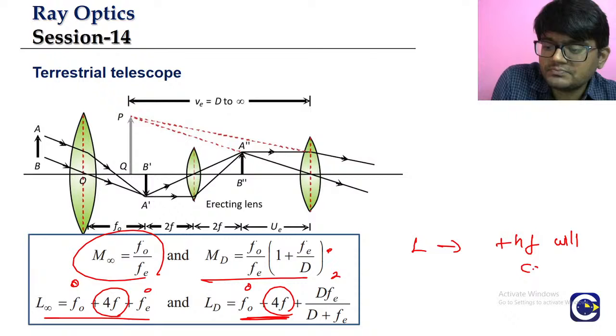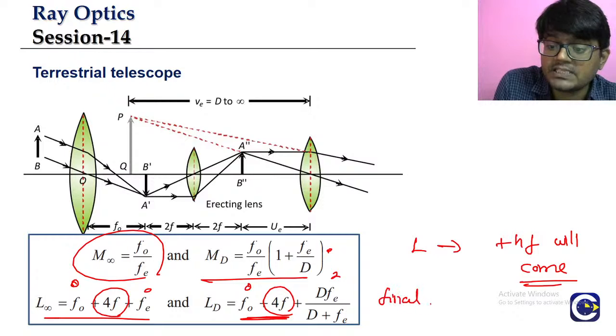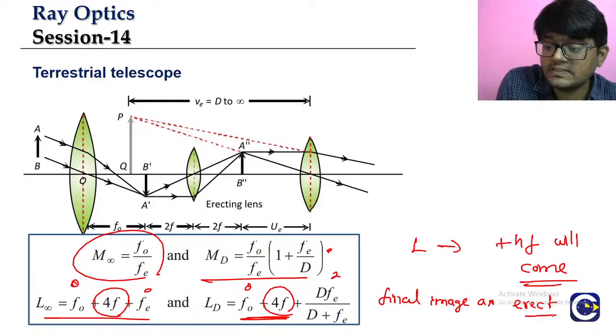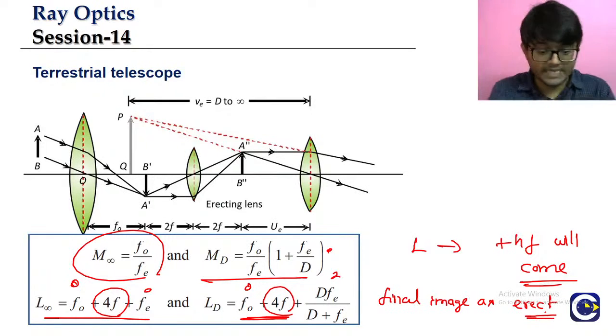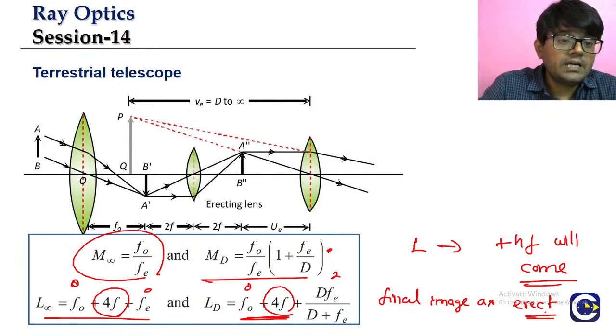That's it. And it is giving us what? What is the purpose it is solving? It is giving the final image as erect, so that when we are observing things, right, we will not have any issues in terms of the inverted image. Okay, so this is about the terrestrial telescope.